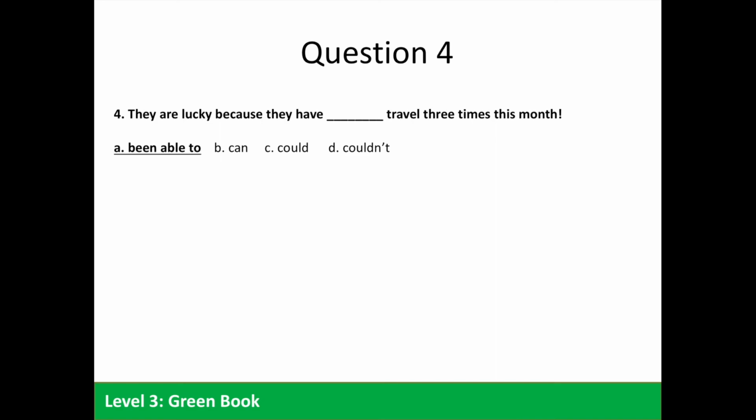Question 4. They are lucky because they have blank travel 3 times this month. Here, again, we're using a tense that's not in the present or the past, so we can use able to. So A is the correct answer, been able to.